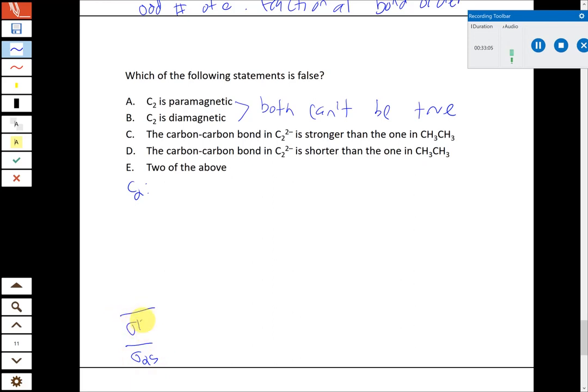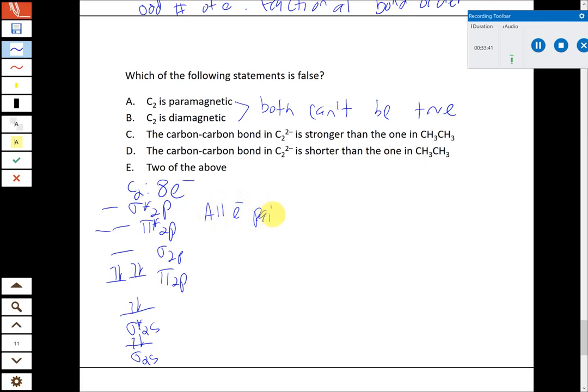Sigma 2s, sigma star 2s, pi 2p, sigma 2p, pi star, and sigma star. So I didn't draw those in particularly straight fashion, but they're all there. And we're going to have eight electrons this time because it's just neutral C2. So what we get is 1, 2, 3, 4, 5, 6, 7, 8. Now what you'll see is that all the electrons are paired. So these two are paired, these two are paired, these two and these two. Every spin up electron has a spin down electron in the same orbital as it. So that means that because all electrons are paired, we identify this molecule as being diamagnetic.